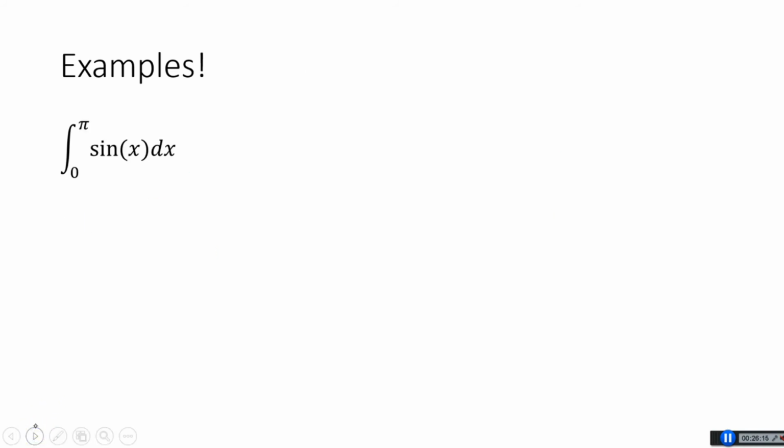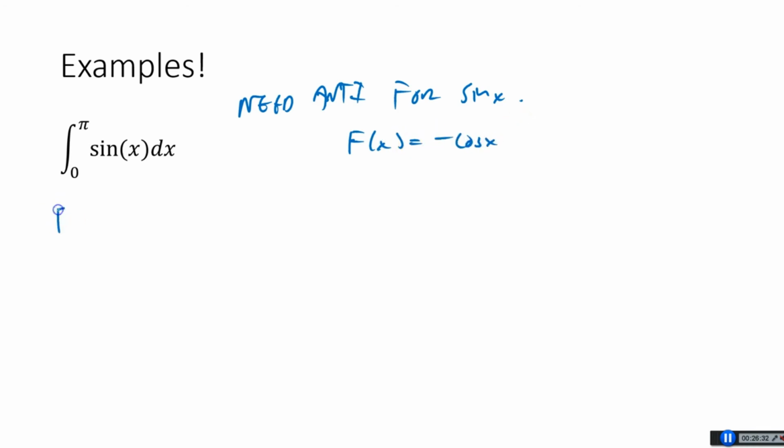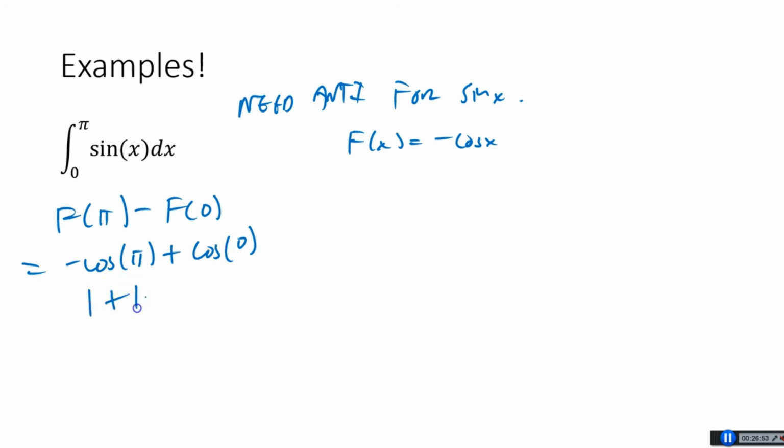Let's try another one. Integral 0 to pi of sine x dx. So we need an antiderivative for sine x. We talked about this before. The antiderivative for sine x is negative cosine x. So negative cosine x will work. So we're going to do F of pi minus F of 0, which is negative cosine of pi, plus cosine of 0, because it's negative cosine. Cosine of pi is -1, so we have a positive 1, plus cosine of 0, which is 1, equals 2. We've seen this a few times. 0 to pi of sine, area of 2 underneath there. Once again, the trig functions and how they relate to each other is pretty cool.